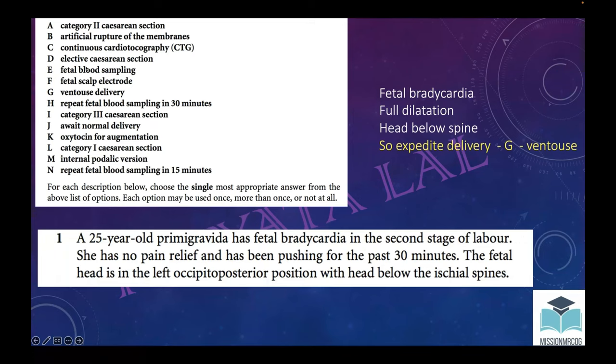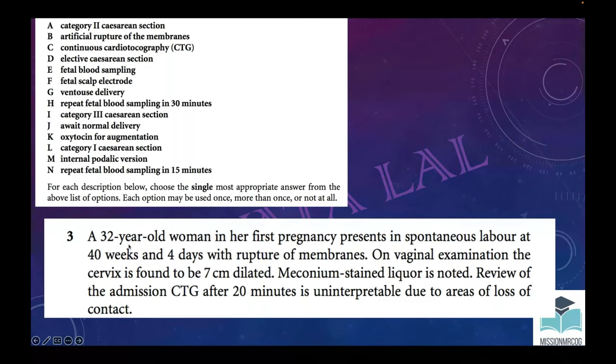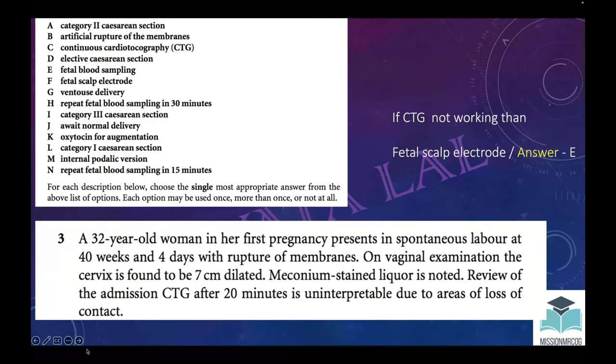Okay. So a 32-year-old woman at 40 weeks and 4 days, vaginal examination 7 cm, meconium stained liquor. Review of CTG after 20 minutes is not interpretable because of loss of contact. What to do? Fetal electrode. Yes, because in this question, it is a meconium stained liquor. Meconium stained liquor is an indication for continuous fetal monitoring. So if you can't do it abdominally, then you have to put a fetal scalp electrode. That's all about it.